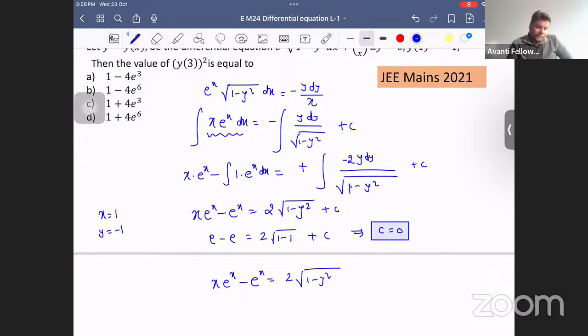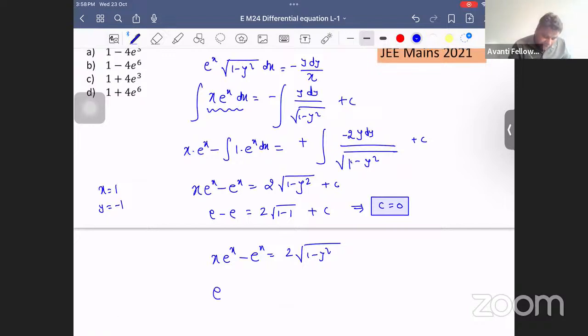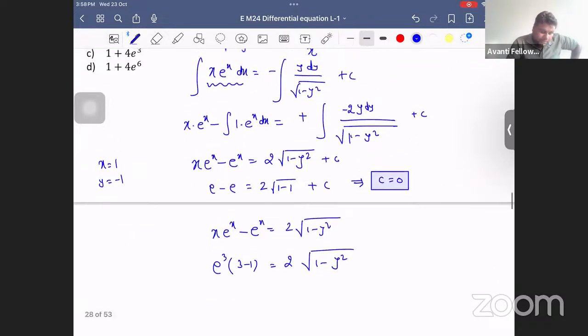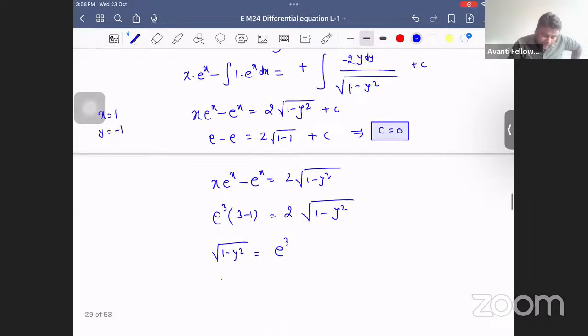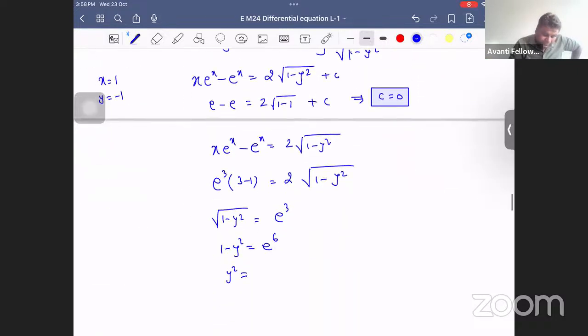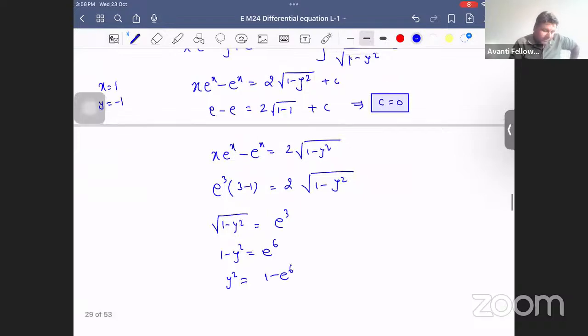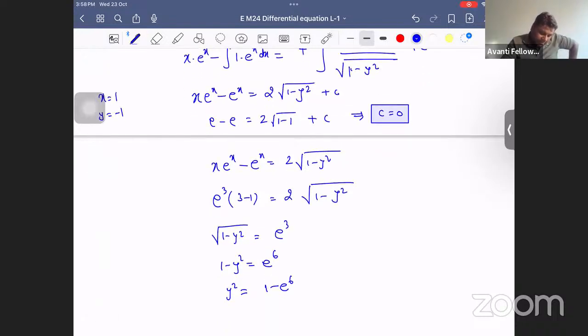Now they're asking for y(3). So put the value of x as 3 to get y. So it is e cube into 3 minus 1 is 2 under root of 1 minus y square. Got it? So under root of 1 minus y square is e cube. Square both sides: 1 minus y square is e to the power 6. So y square is what? 1 minus e to the power 6. Oh, 4 is also there. Where did it come from?